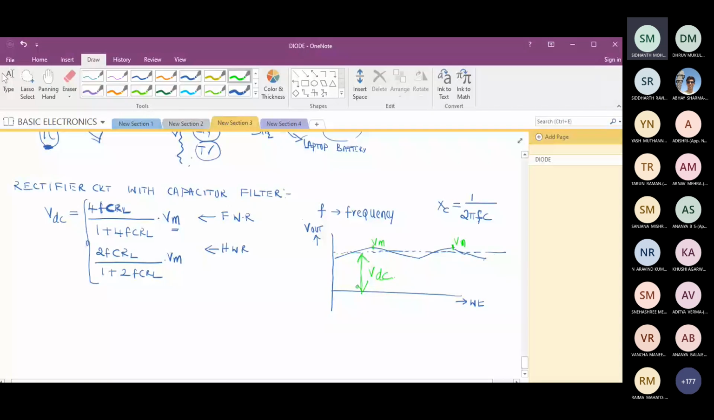Okay, one more expression let me write: ripple factor. Again, the derivation is not there. In case of the full wave rectifier, it is 1 by 4 root 3 FCRL. In case of the half wave rectifier, it is 1 by 2 root 3 FCRL.